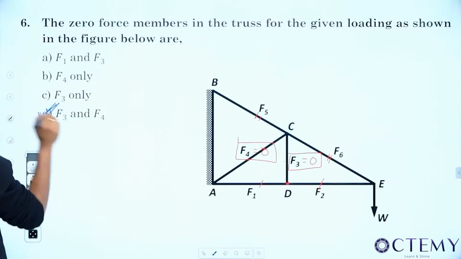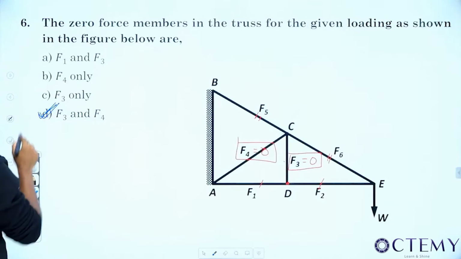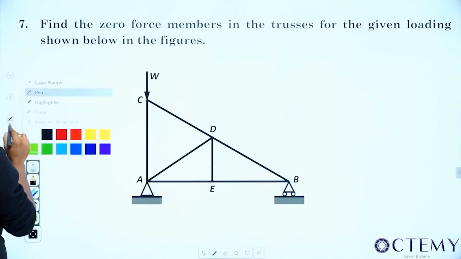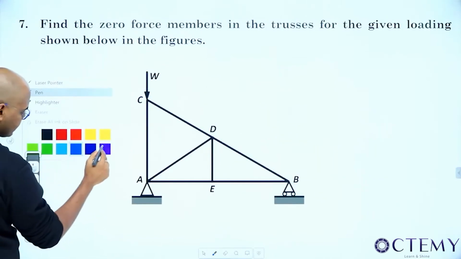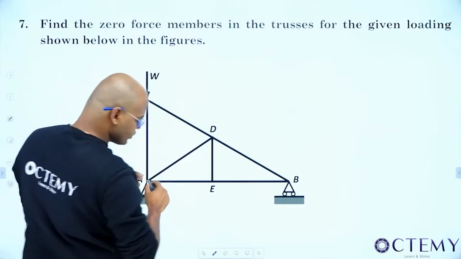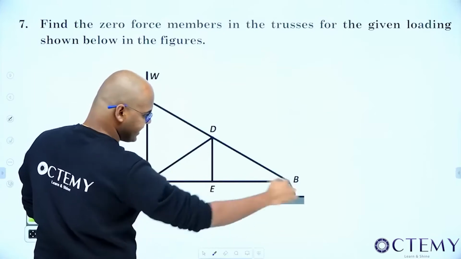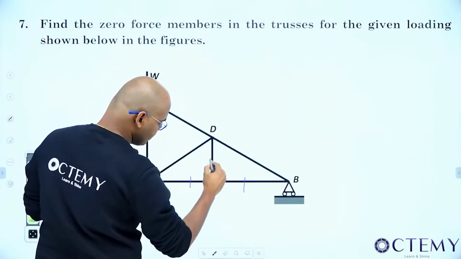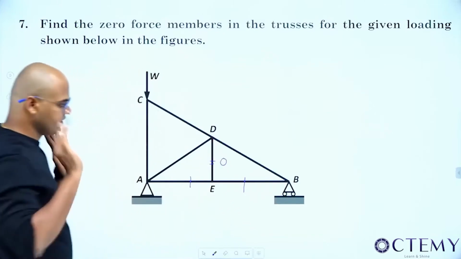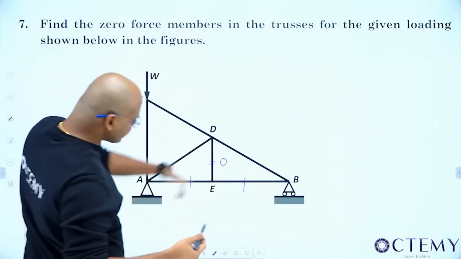See, for this loading system, AC and CD are 0. But now all of you see here. As usual, these two are in line, AE and BE. There are only three members. AE and BE are in line. So this member DE is 0. Now as this member is 0, it is removed.